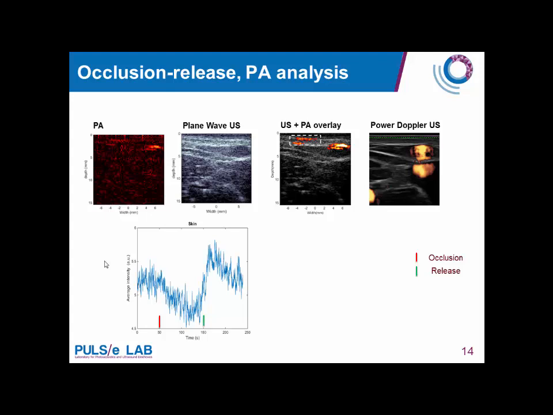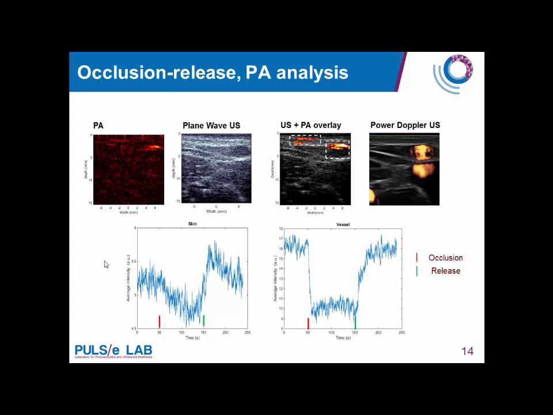If we now take a look at the signal intensity at the skin, we see that the average intensity decreases when we occlude the arm at around 1 minute, and it returns back when we release the pressure.